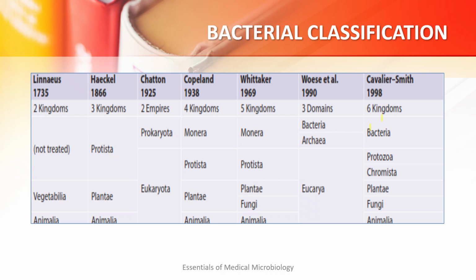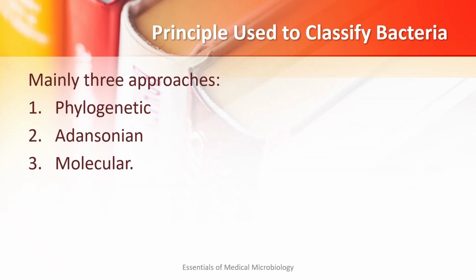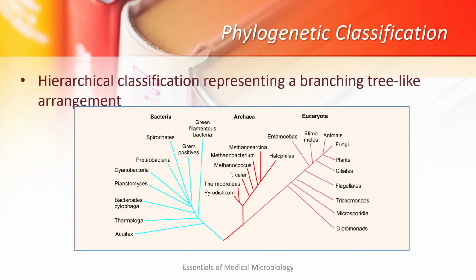This is the classification. Then what is the principle you are used to classify the bacteria? There are mainly 3 approaches: one is phylogenetic, another is phenetic, and the molecular. What do you mean by this? We shall see. Phylogenetic classification is nothing but a hierarchical classification representing a branching tree-like arrangement.